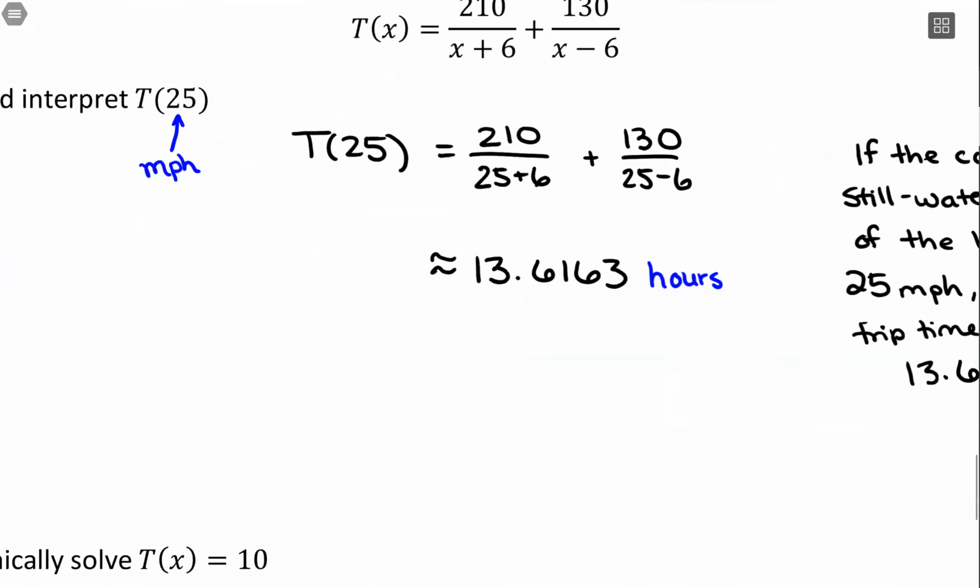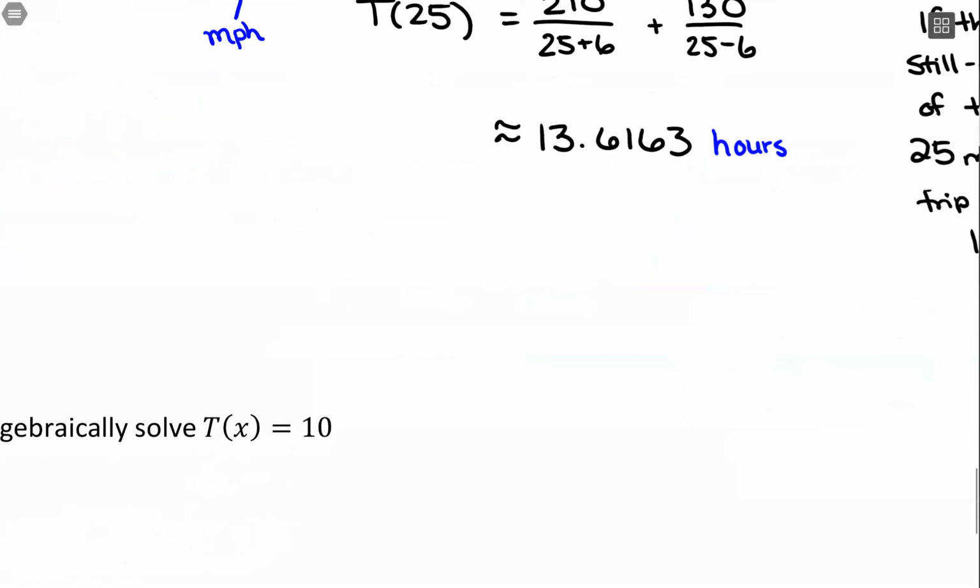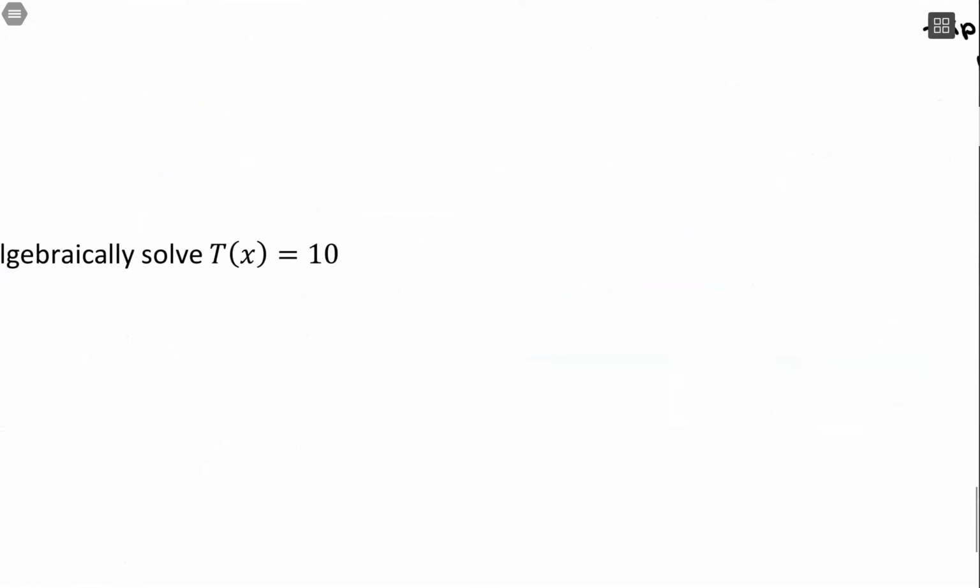All right, so that's plugging in a value into our function and then evaluating. Let's do the same thing, but solving. So we're saying the total time, so this is the total time for the trip, in hours, and we want to find the speed that we would need. So if we knew we only had 10 hours to complete this, what speed does the boat need to be going?